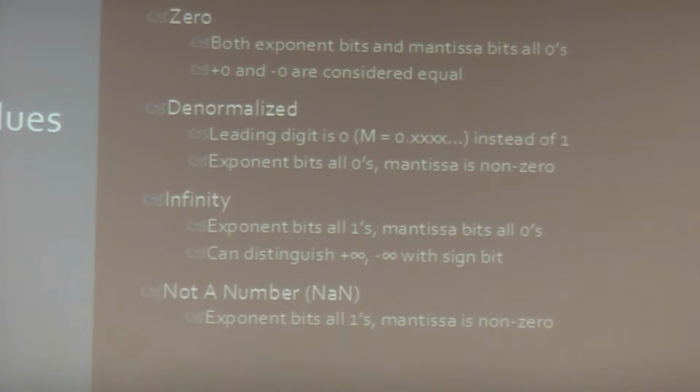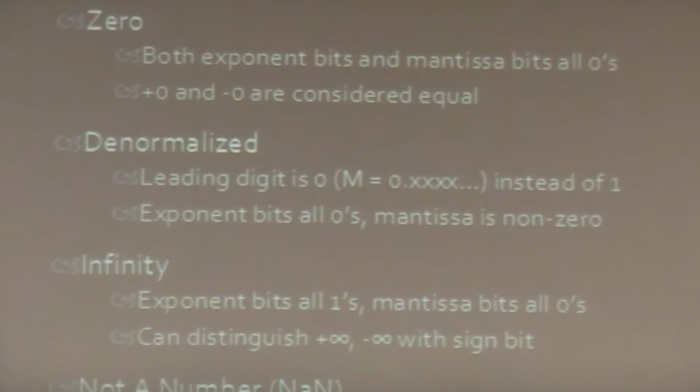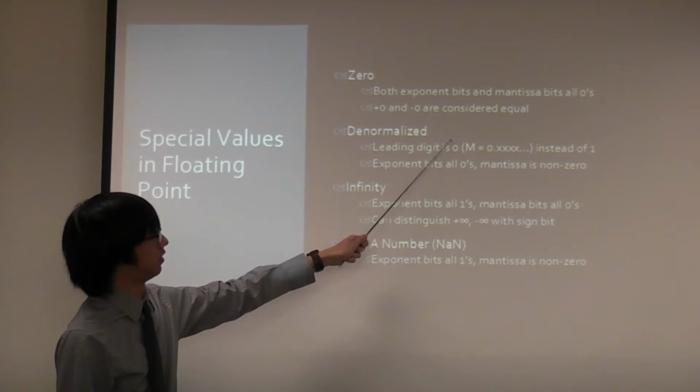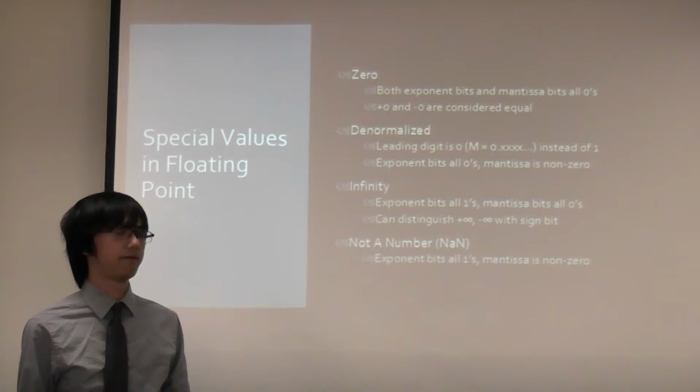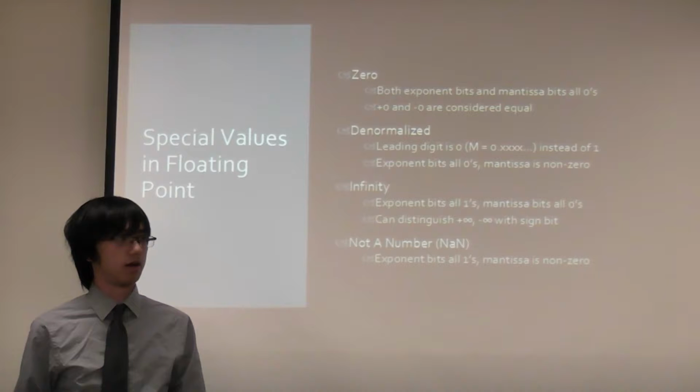We also have a condition where it's considered a denormalized number. Earlier I mentioned that we assume that there's a 1 to the left side of the binary point in the mantissa. In the case where the exponent bits are all zeros and the mantissa is non-zero, then we now assume that the leading digit is a 0 instead of 1. And this allows us to have very small numbers. We can represent very small numbers in magnitude by sacrificing a little precision. And that helps us with something we call gradual underflow when we're doing floating point arithmetic operations.